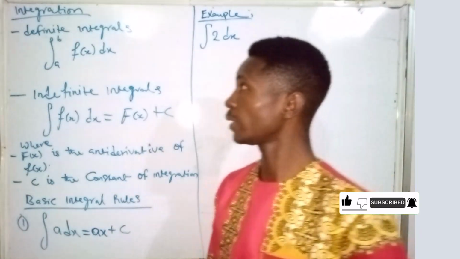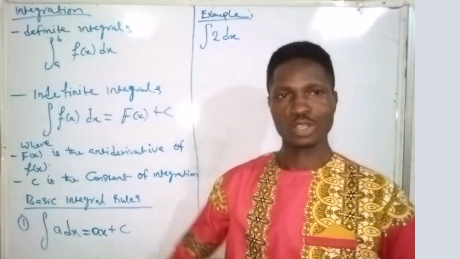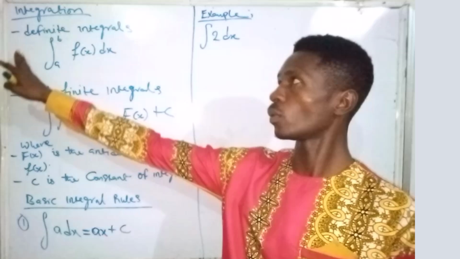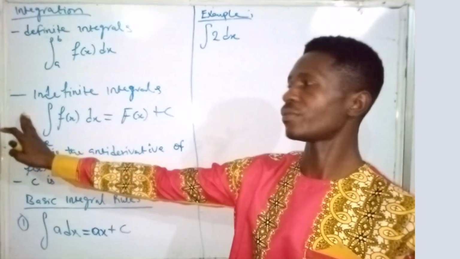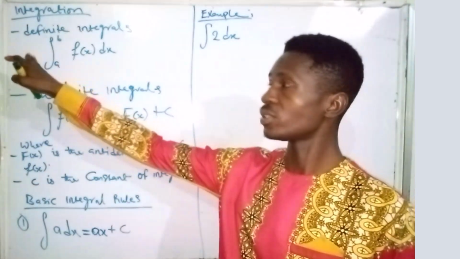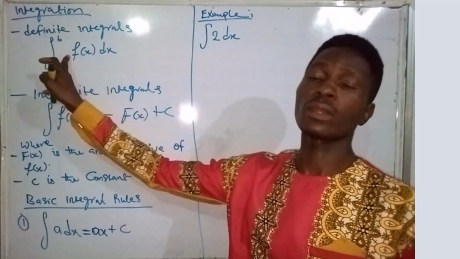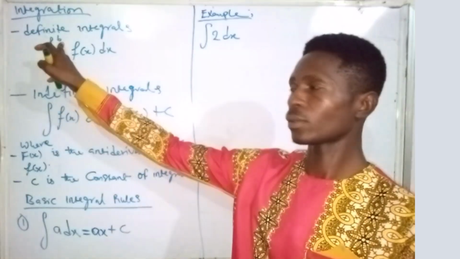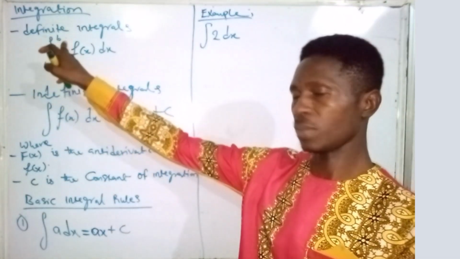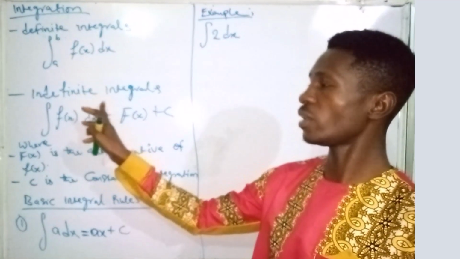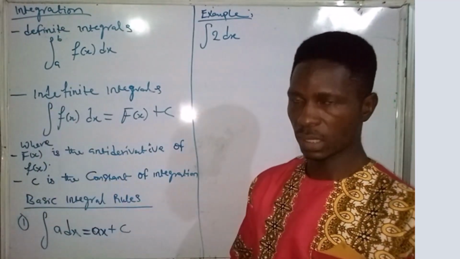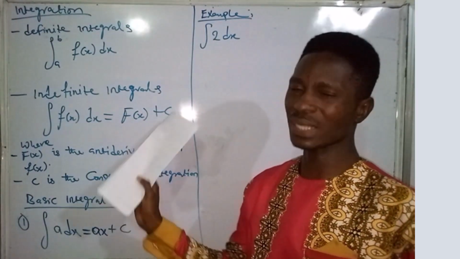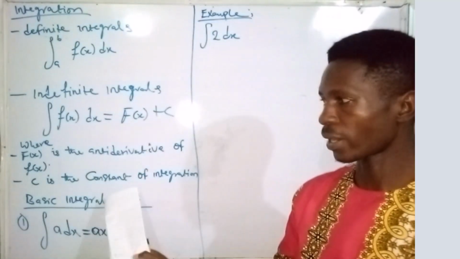Today we'll be discussing integration. Straight to the point, integration is divided into two parts. We have the definite and the indefinite integrals. For the definite integrals, we are integrating a function with given limits, while for the indefinite, there are no given limits. For the indefinite, you are going to get the antiderivative plus a constant. That's what I wrote down here.